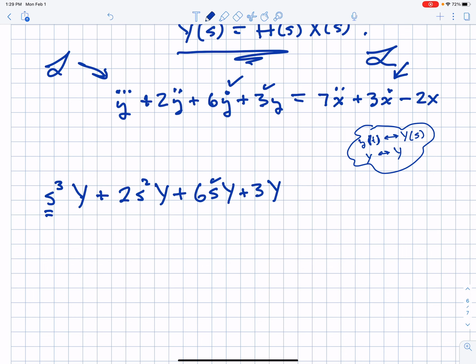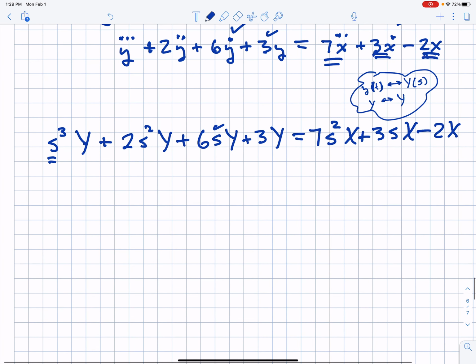And we can write down the right-hand side by just 7s squared X plus 3sX minus 2X. So I'm just taking the Laplace transform of each component. Anytime I see a derivative, I put an s. So it's a second derivative, I get s squared. First derivative, I get s. There's not a derivative on this term, no s. So you get the idea.